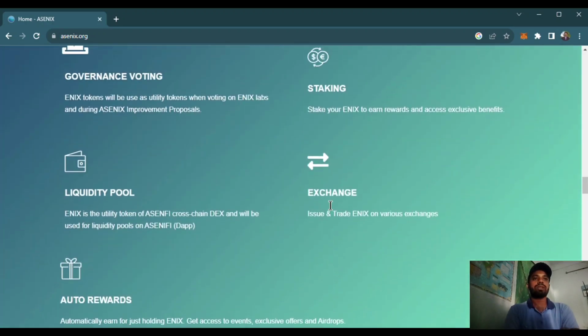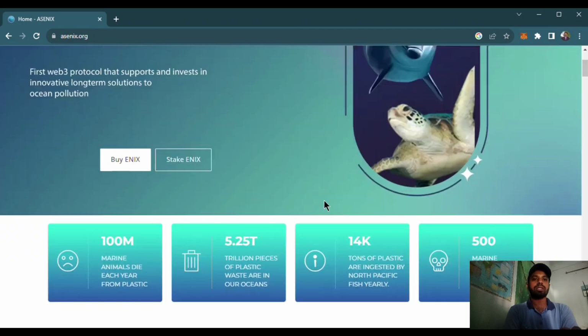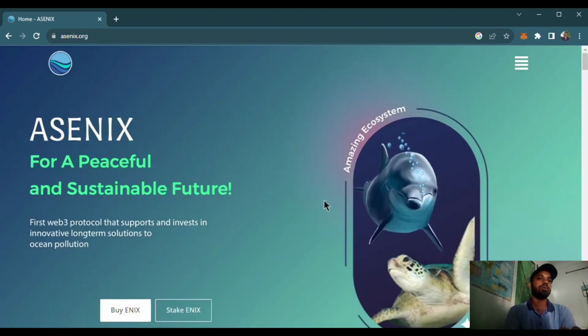Looks like this project is very strong, and I believe this project will get success in the future. So don't miss the opportunity.